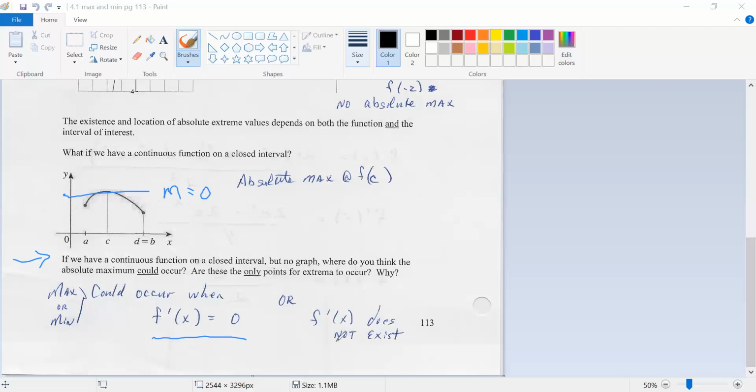It's very important to note that it also could occur where your first derivative doesn't exist. I'll show you an example of that in a second. So what we're going towards, we're trying to find max or min values, and focusing on where this first derivative equals 0 or doesn't exist could potentially be a max or min, if you don't have a graph to look at. All right, next video, next page on 114.